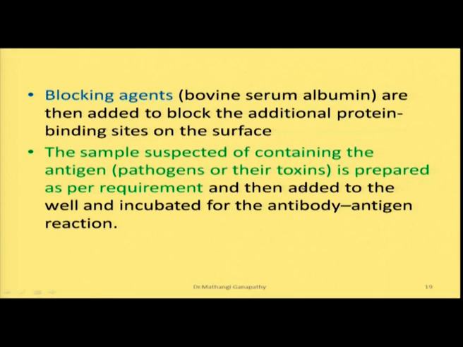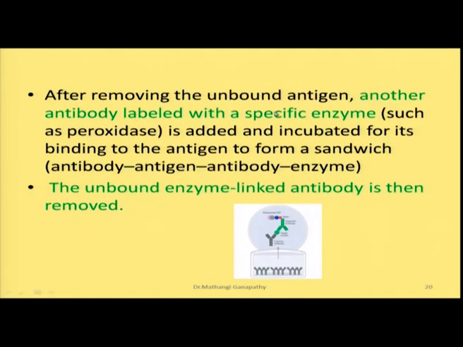Now you add the sample. The sample suspected of containing the antigen, which can either be the pathogen or the toxins, is prepared. Each kit normally has specific instructions for volume and conditions, and this is added to the well and incubated for the antibody antigen reaction. So you add the sample which has been prepared according to the instructions and you incubate it. After that, wherever the antigen antibody reaction has happened, they will bind. Then there would be some antigen which would be left unbound, so you have to remove it first.